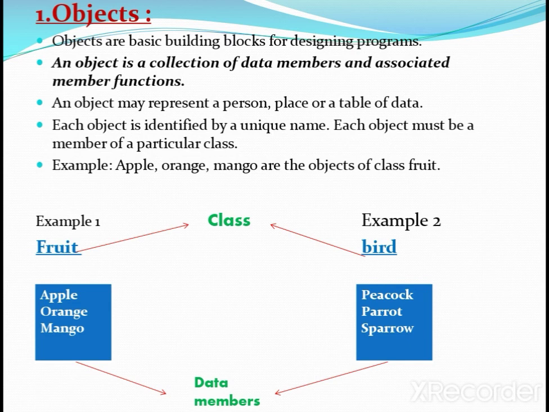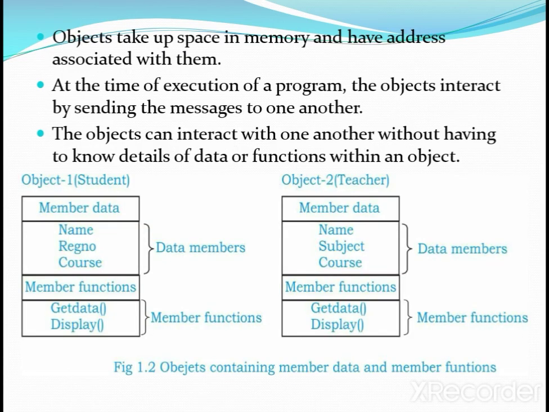Here in example 2, bird is the class name. Peacock, parrot, sparrow. These are what? Objects of class bird, or data members of class bird. This is about objects. Objects take up space in memory and have an address associated with them.